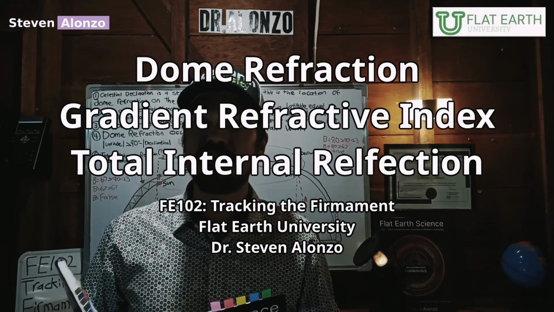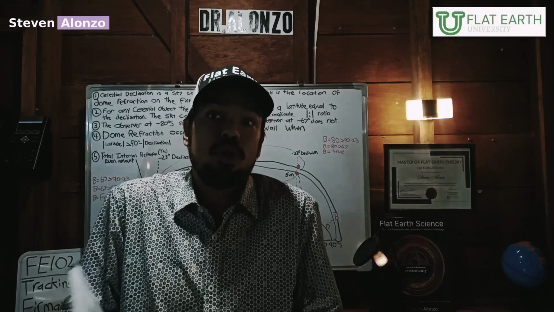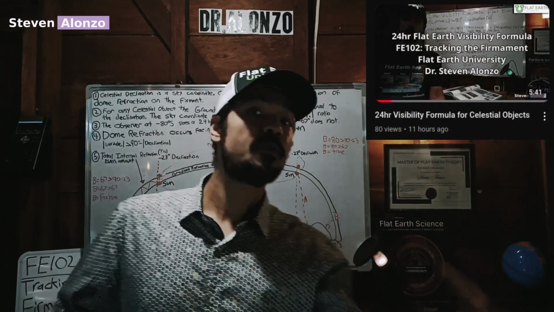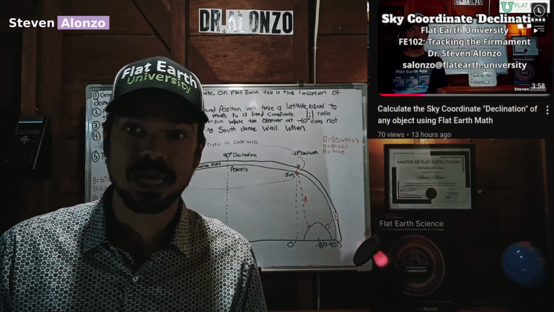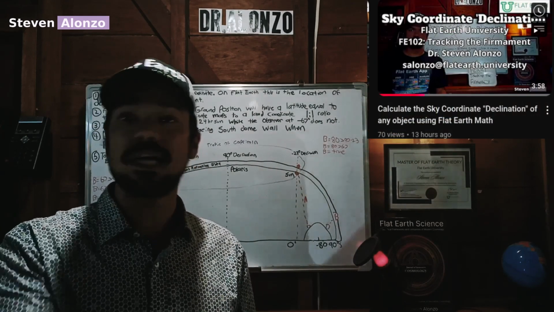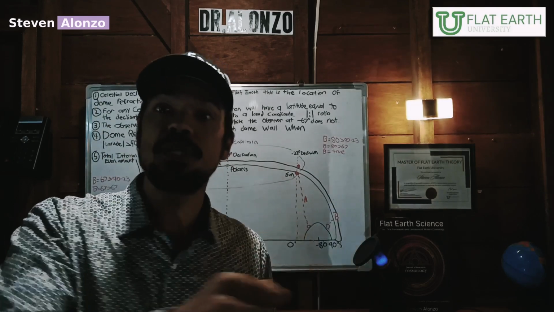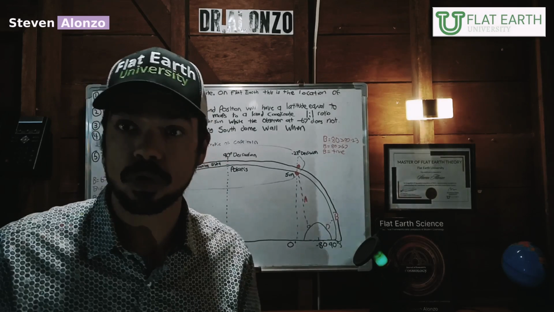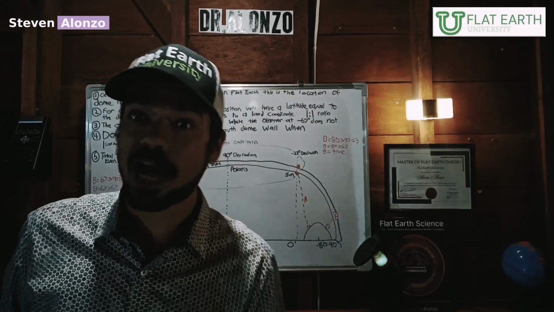Yesterday, we looked over the formula for determining 24-hour visibility. How do we know if something will be above our horizon for 24 hours? The day before that, we looked into how to determine celestial declination. How do we manually know a sky coordinate of an object so that we can use that to determine where it'll be in other locations anywhere around the world? So you'll want to check out those two videos if you're just tuning in now.